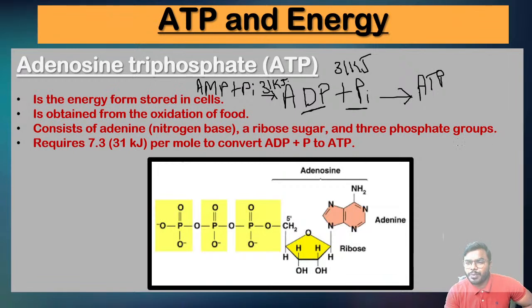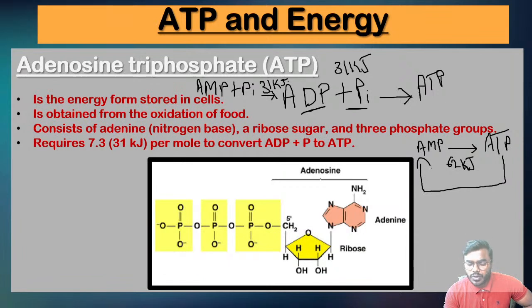Don't get confused. In a simple line, what do I want to conclude? I want to conclude that if I want to produce ATP from the AMP, I will require 62 kilojoules of energy. Vice versa, if I want to break down ATP into AMP, how many kilojoules of energy will be released? Of course, 62 kilojoules of energy is released. Either formation of ATP or breakdown of ATP: while forming, we have to spend energy; while breaking, we get energy because energy is released.